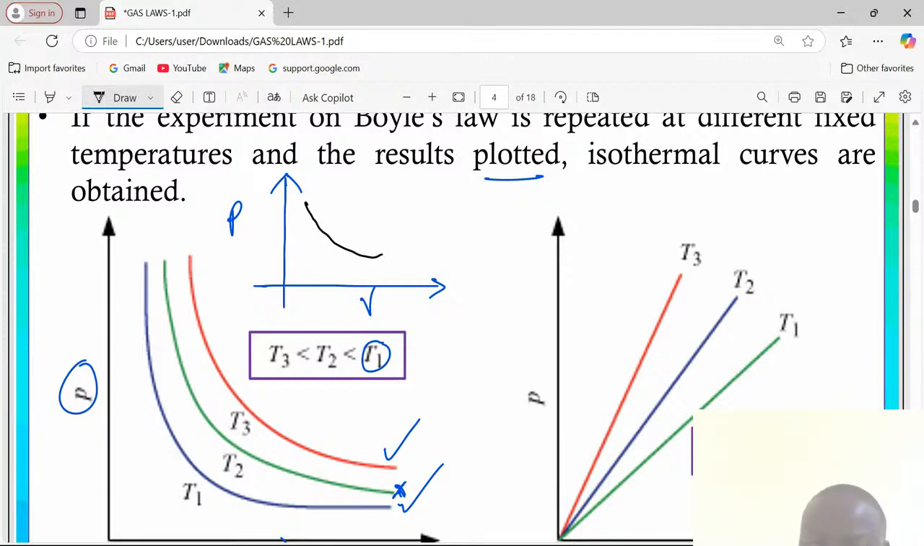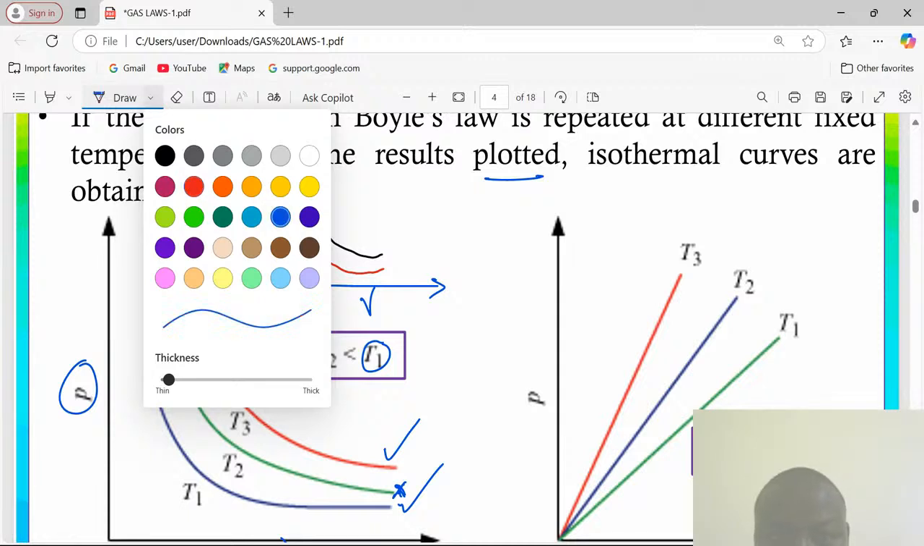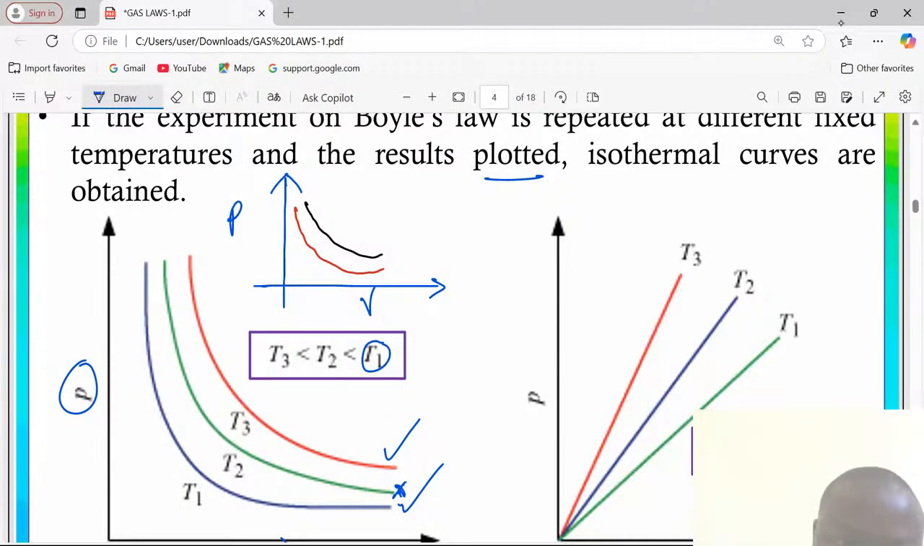Now you are told on the same axis, draw a curve to show what would have been observed if the same experiment was performed at a temperature slightly higher. Slightly higher, we expect it to be here. If you are told that it was repeated at a temperature which is below the one plotted, then we expect it to be here. Yes, we expect it to be at that point.